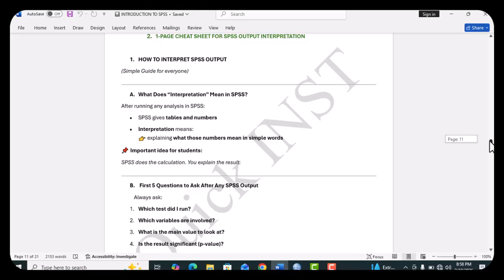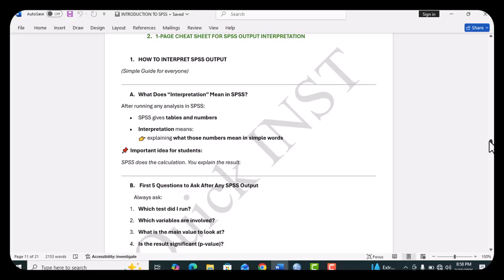What does interpretation mean? Interpretation is after running analysis, SPSS gives us tables, numbers, charts, and everything we need to know, the ANOVA, the model, the correlation we have, and everything. So we are the one to interpret. Interpretation really means, okay, the output that we have been given, what does it mean? We are the one to interpret.